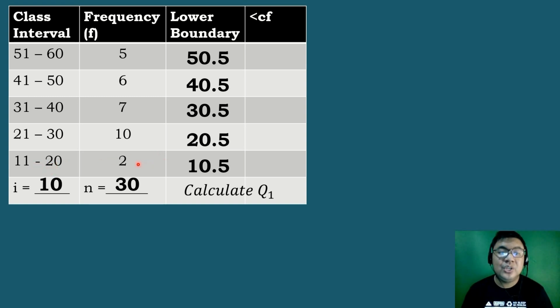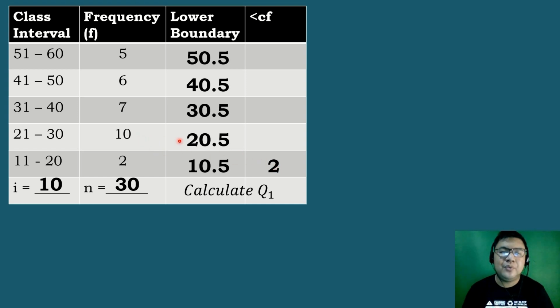We will look at the frequency of this first class, the frequency of 11 to 20, which is equal to 2. And what we need to do here is we will just copy it here in the column of the less than cumulative frequency. So we will put 2 here, and then after that, we will add 2 by this number, the frequency of the second class.